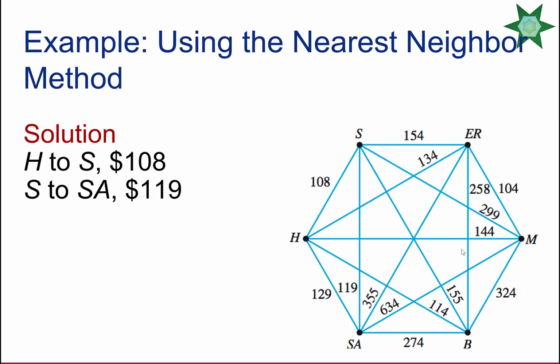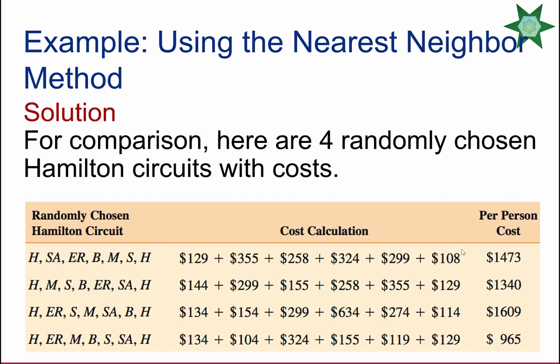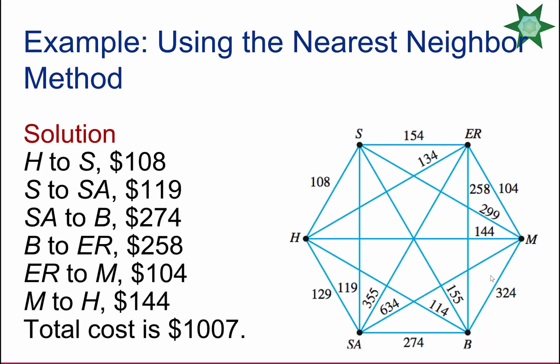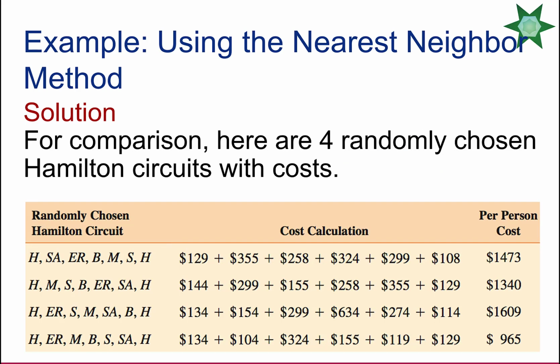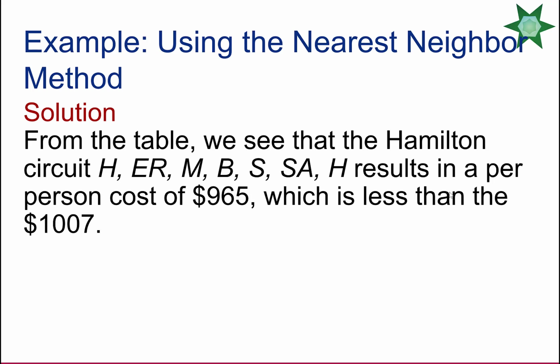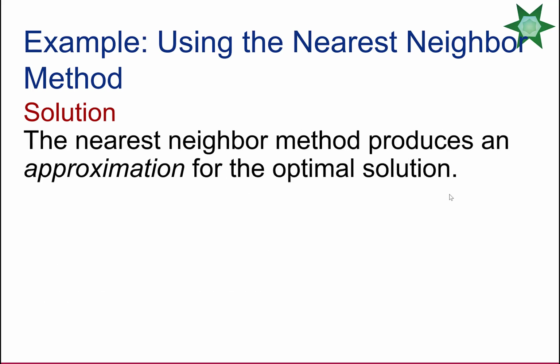And then we go ahead and add up all those costs, and we come up with a grand total of $1,007 for this method using the nearest neighbor. Now, if you do all the circuits, which you can do with a computer program, you'll actually find that there's one that's a little bit lower at $965. And we would not find that using the nearest neighbor method, but using the brute force method, we would have found that. So the nearest neighbor does not always give us the optimal solution that comes out of the brute force method.